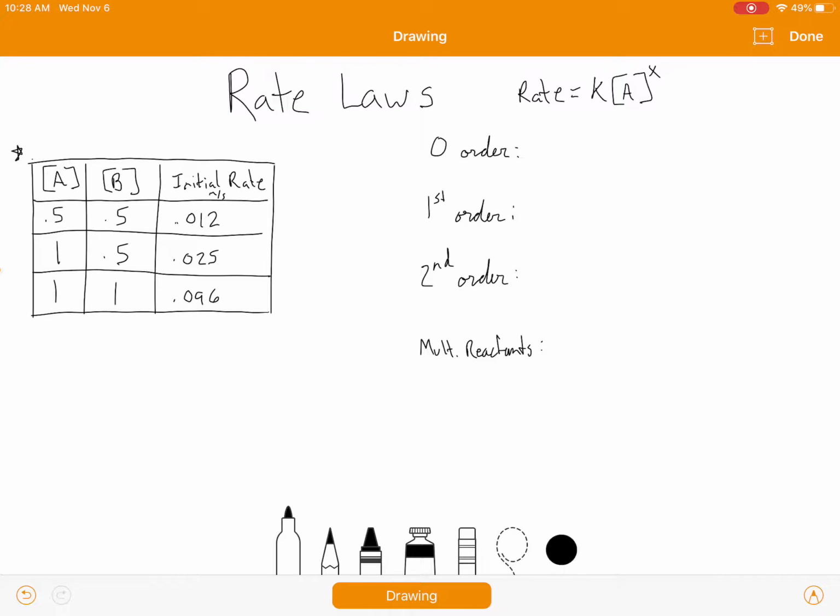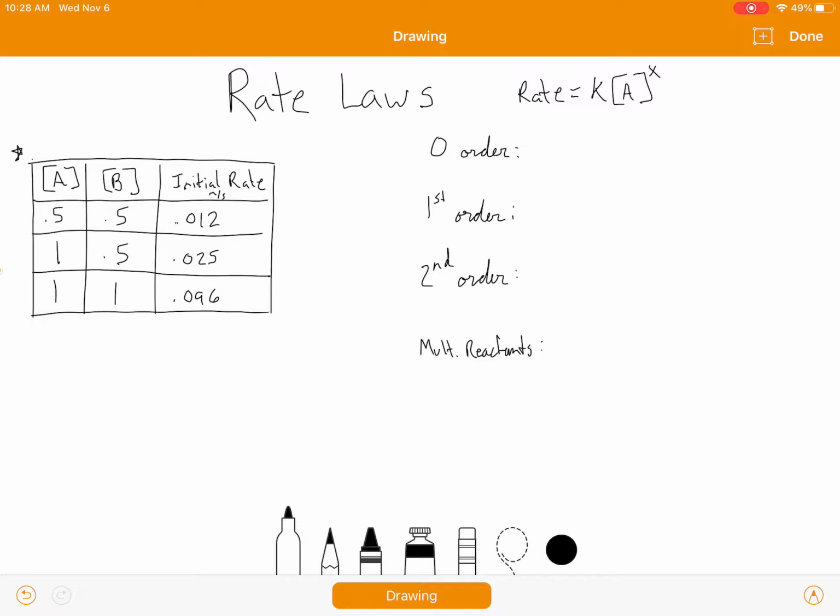If the order is 1, that means a double in concentration will double the rate. Second order means it's going to be related by the square of the concentration. So if you doubled the concentration, the initial rate would quadruple. A zero order reaction means that the concentration does not affect the rate at all.